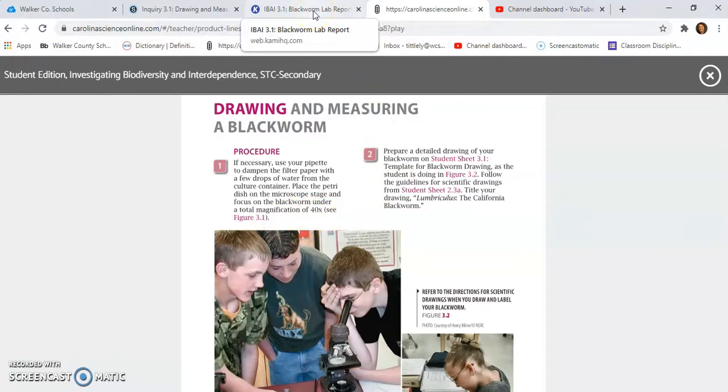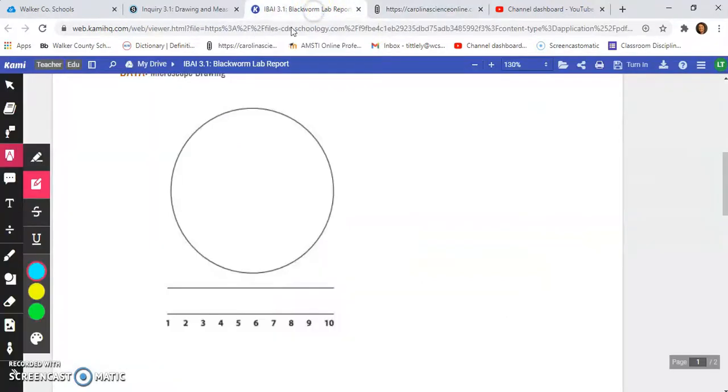So let's glance back at our lab report for a second. Here you would draw what you see through the microscope lens. On this line you would put what power of magnification. In this case we're using 40x. And then on the bottom line you would put the name of what you're looking at. Remember to write it in all capital letters according to our guidelines for scientific drawings.